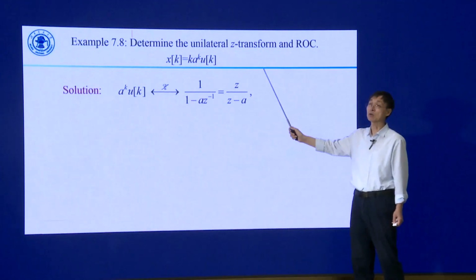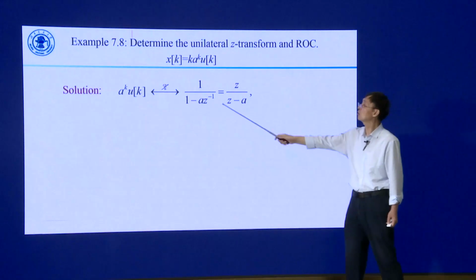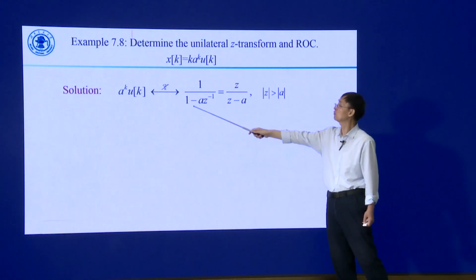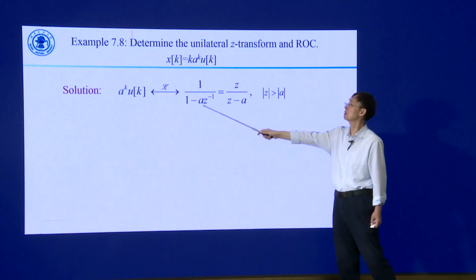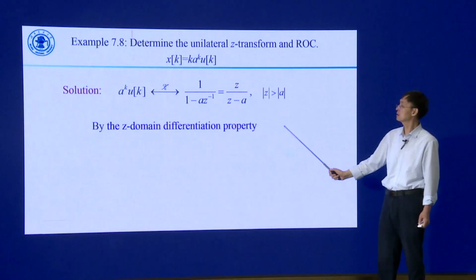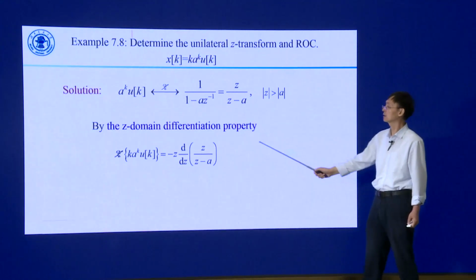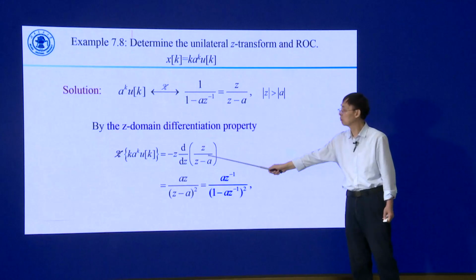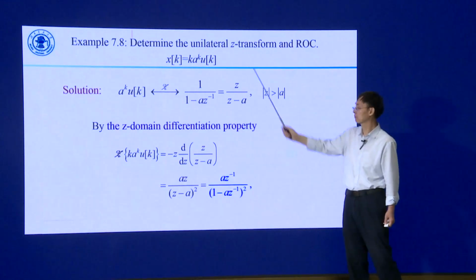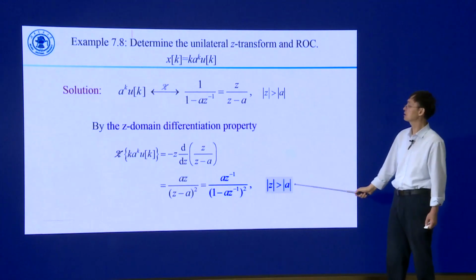For example, determine the unilateral Z-transform for this signal. We have known the unilateral Z-transform for this exponential signal. According to the Z-domain differentiation property, we can get the unilateral Z-transform for this signal. Here is the ROC for this Z-transform.